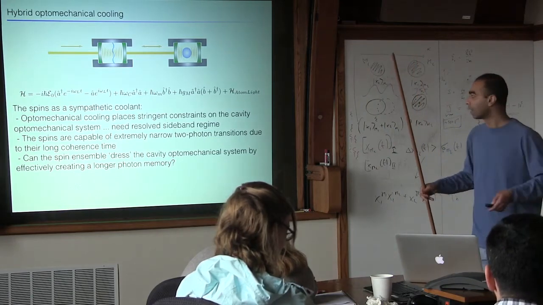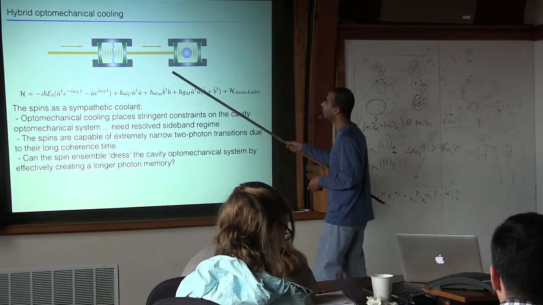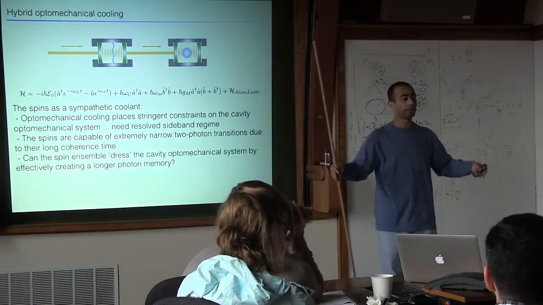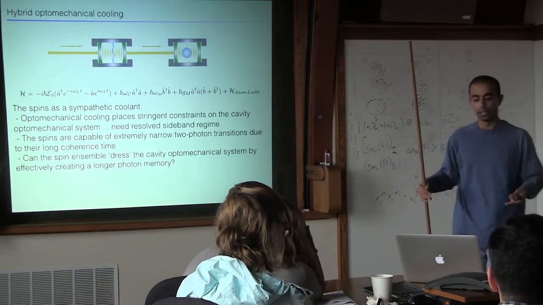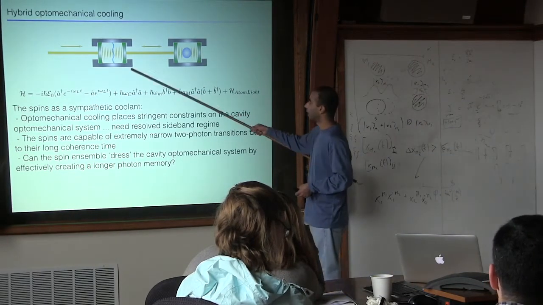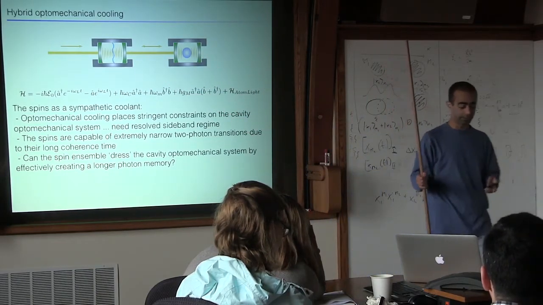So then we said, can we have a way in which the spins can effectively fool this membrane into thinking that it's part of a very high finesse cavity? So in atomic physics terminology, what is the resulting optomechanical response due to the coupling to the spins? That was the question we were asking.